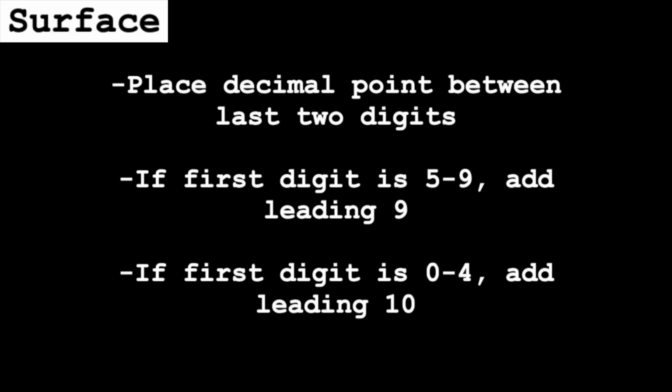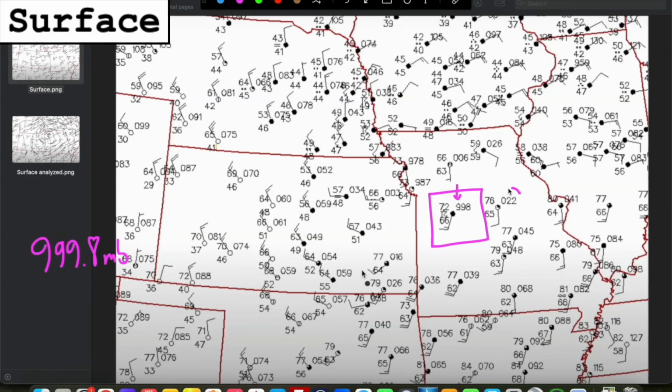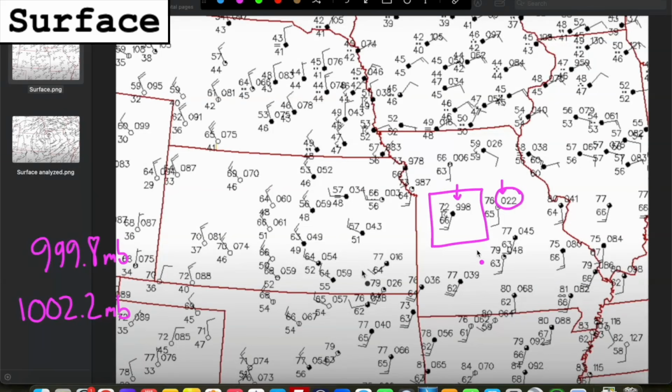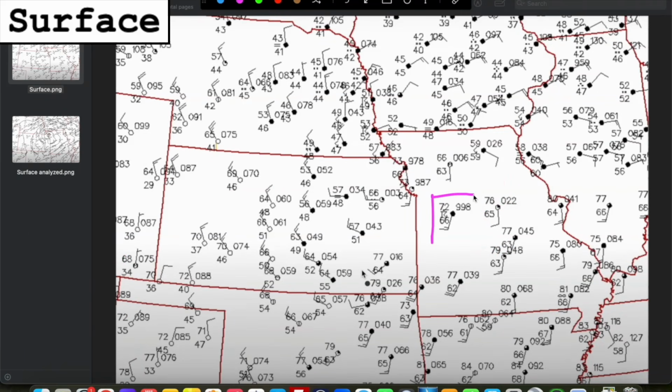If the first digit is between 0 and 4, then we put a leading 10 in front of the value. So for this station, for example, 022, the first digit is between 0 and 4. So that would be a pressure of 1002.2 millibars. So again, we always put a decimal between the last two digits, and that first digit is going to tell us what the leading number is going to be. So for our station in western Missouri here, this is going to be a pressure of 999.8 millibars.